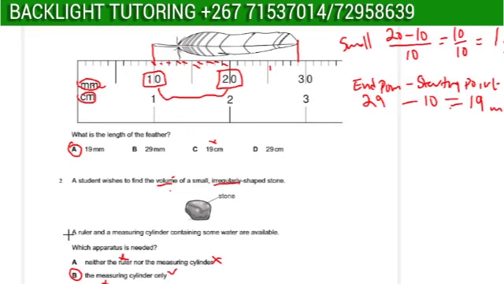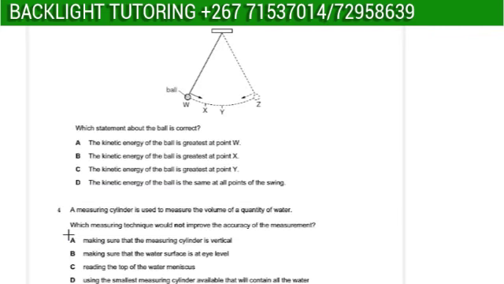So let's go to question 3. Question 3 says the diagram shows a ball hanging on a string. The ball swings from point W to point Z and back to point W. Which statement about the ball is correct? The kinetic energy of the ball is greatest at W. Here is the starting point, so potential energy here is high, which means the kinetic energy is low.